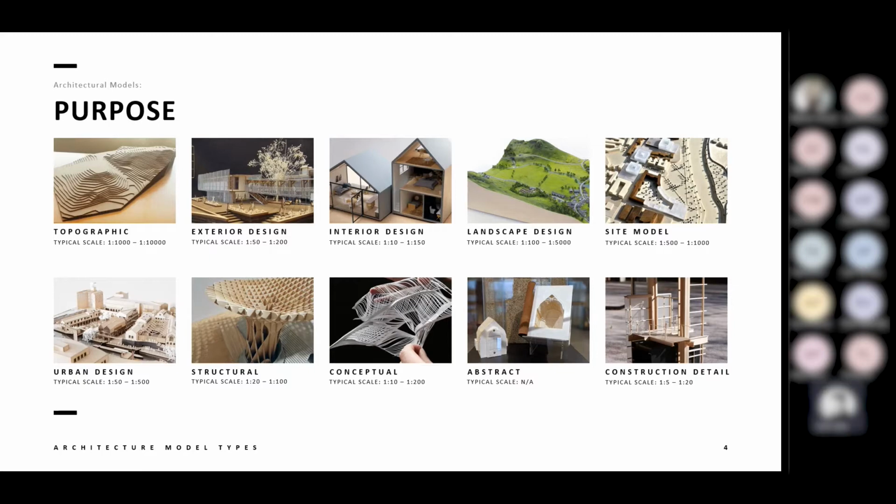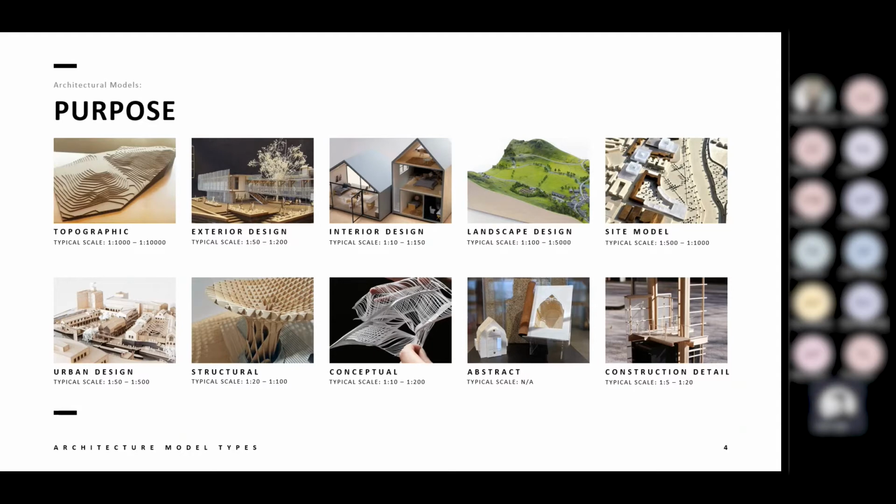You then have exterior design models. Again, quite straightforward. These are purely to communicate the exterior of your buildings. These might communicate things like facade details, or it might just communicate volume or form. Usually these would be between 1 to 50 and 1 to 200 for an entire building model. Typically, these would have a good level of detail to an extent. So you'd be able to see things like windows and doors at 1 to 50. You probably wouldn't see them at 1 to 200 unless you're 3D printing it in miniature. But it's just to communicate that exterior space.